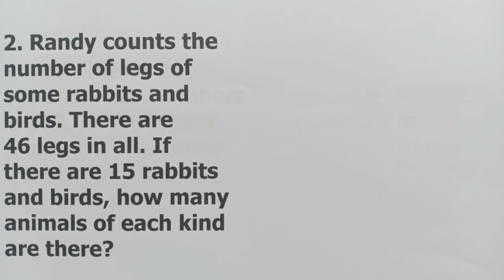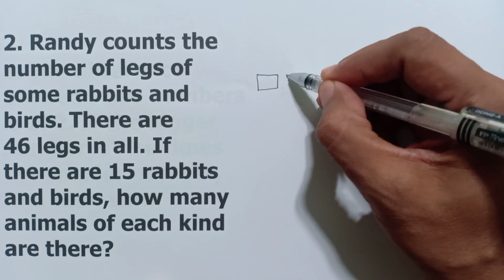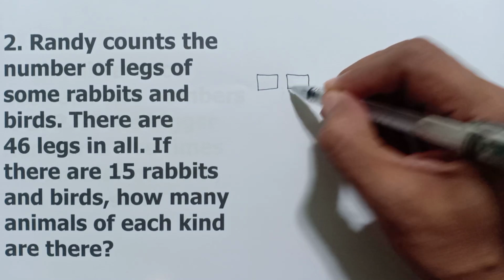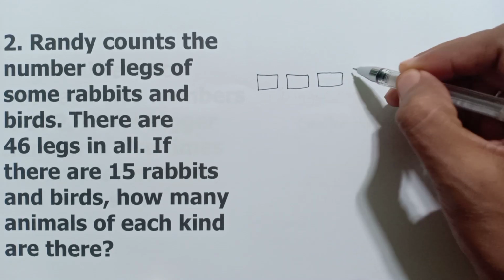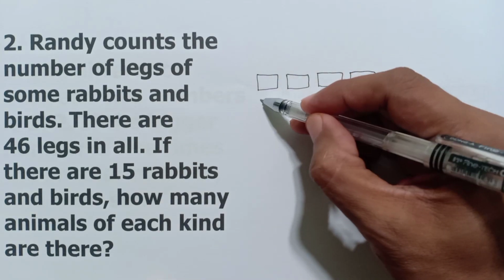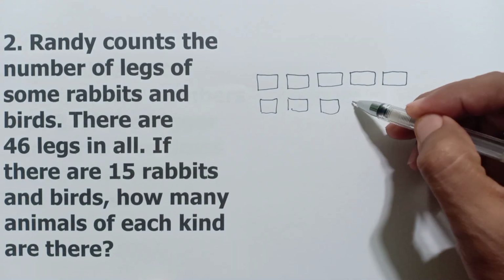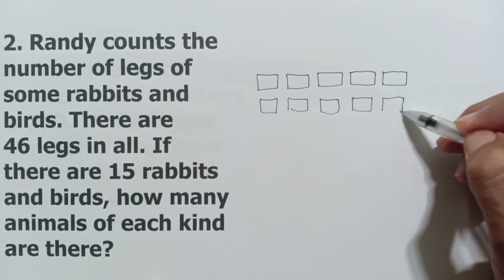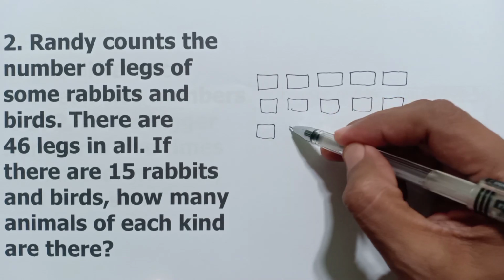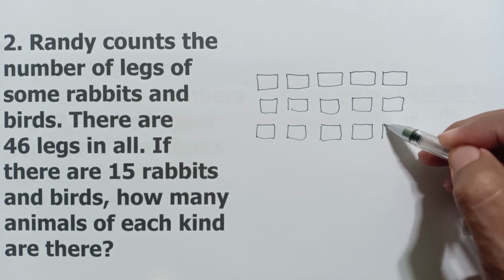Again, let's use blocks to solve this problem. Since there are 15 animals, we need to draw 15 blocks. Let me draw 15 blocks. Assuming the blocks are equal: 1, 2, 3, 4, 5, 6, 7, 8, 9, 10, 11, 12, 13, 14, and 15.